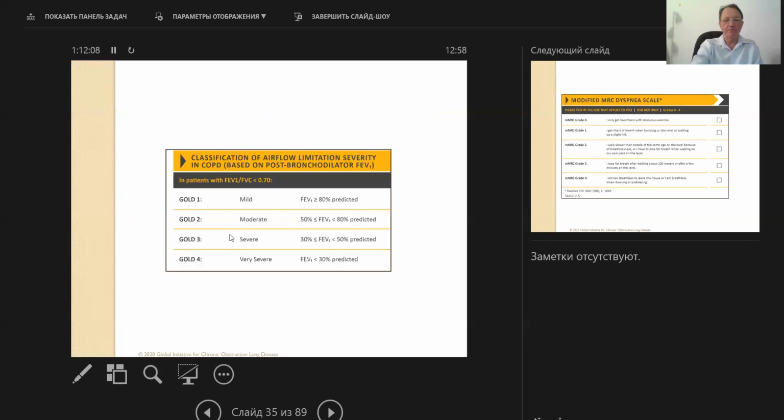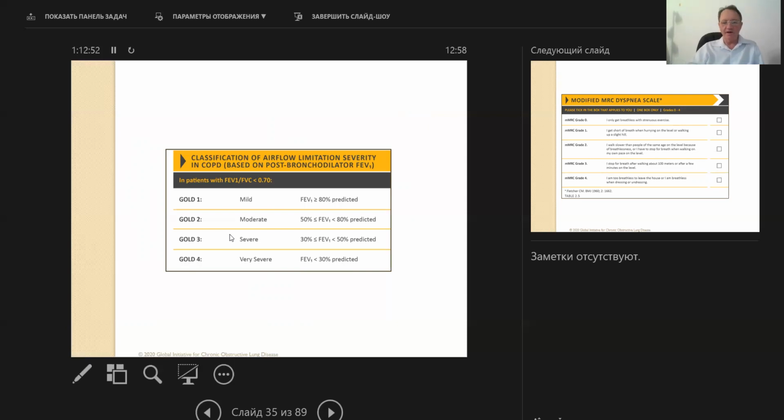But we should pay attention to the grade of diminishment of forced expiratory volume in 1 second. All patients should have a diminished FEV1/FVC ratio of less than 0.7. That's why we can evaluate the severity of the diminished forced expiratory volume.